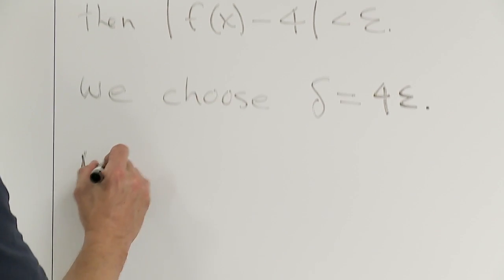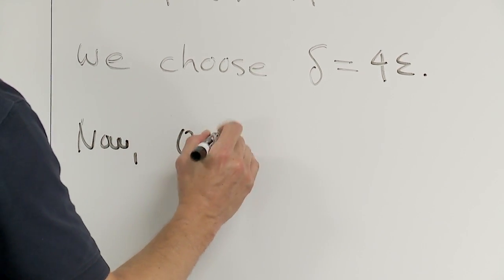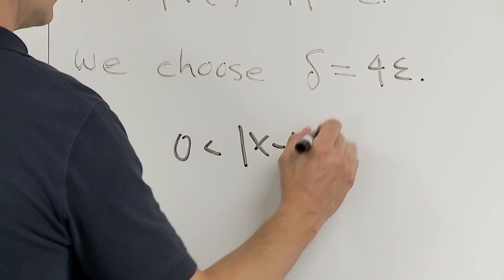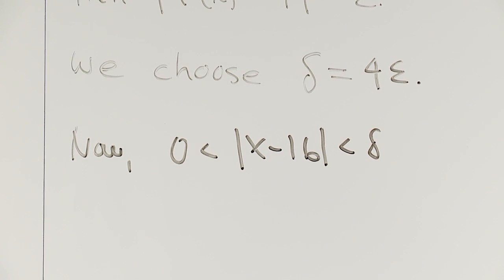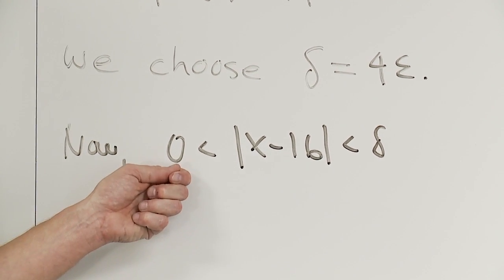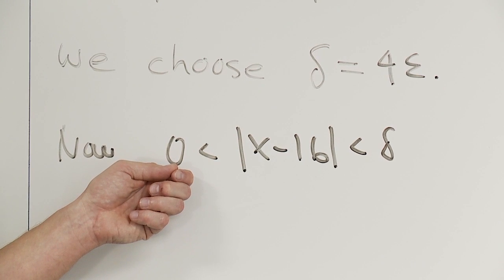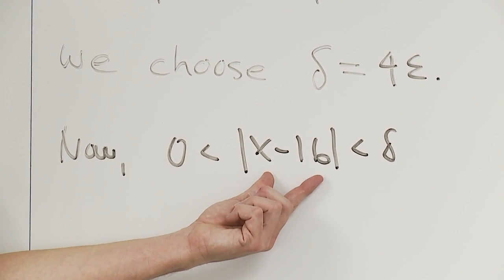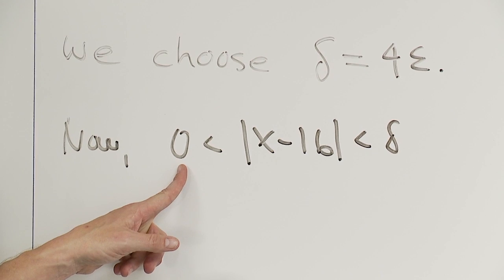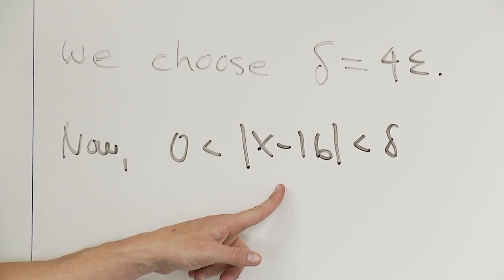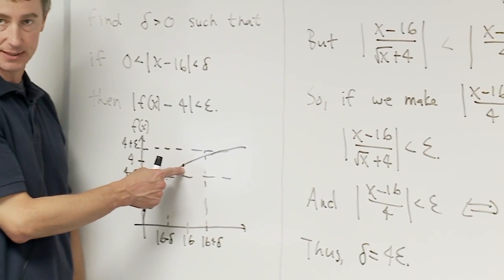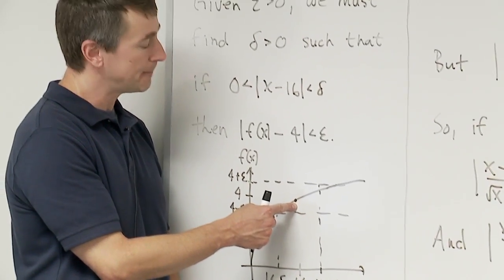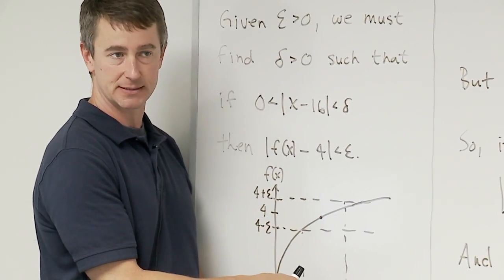So now, 0 less than absolute value of x minus 16 less than delta. And let's just remind ourselves one last time, what is this 0 preventing x from equaling? If x minus 16 in absolute value is strictly greater than 0, x cannot equal the number 16, right? That's because when we're computing the limit, we don't care about what happens at 16. We only care about what happens near 16, right? We've been saying that since the first day. But in this case, did we ever use the fact that x wasn't 16?